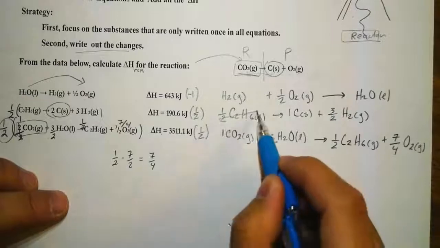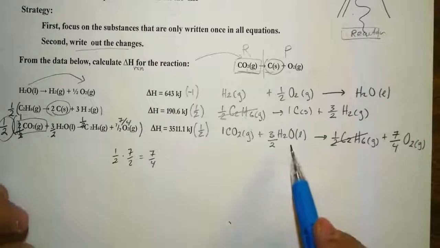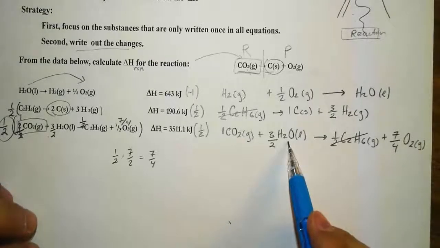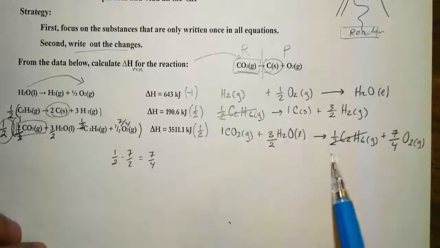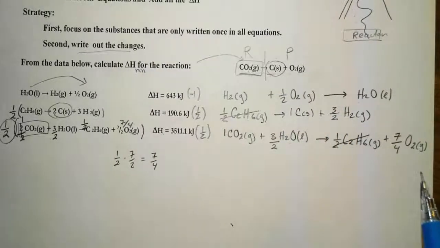Of course, they cancel out. There you go. Now we cancel that one out. What else do we have? Okay, then we have 3/2 of water. And what else do we have? We have 1/2 of water. Ooh, that's very interesting. Okay, so what do we have to do?